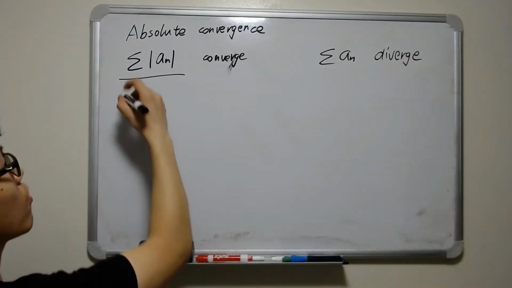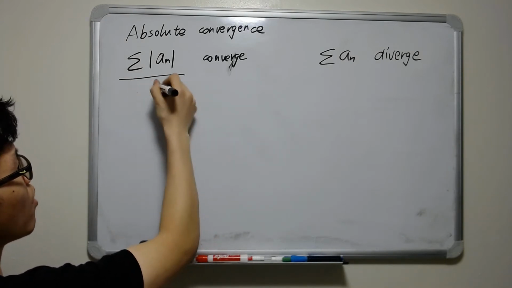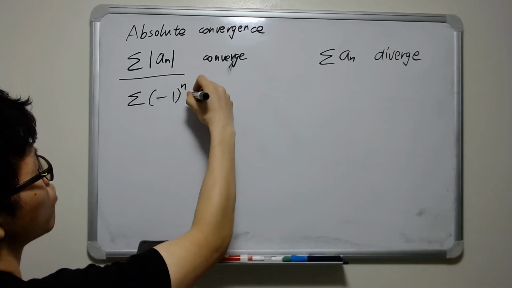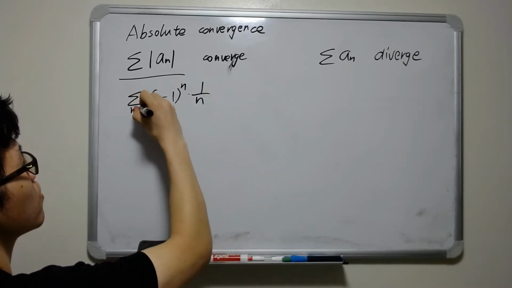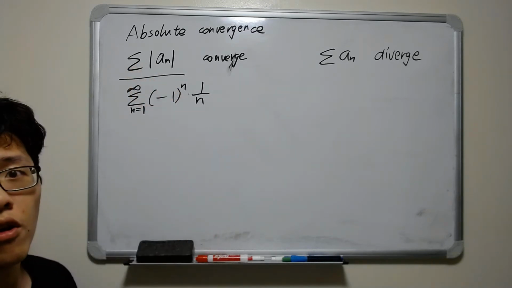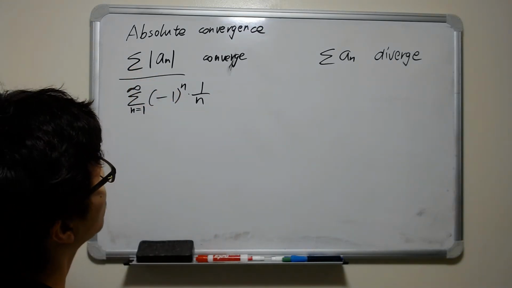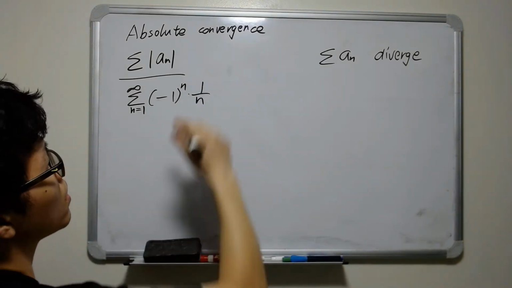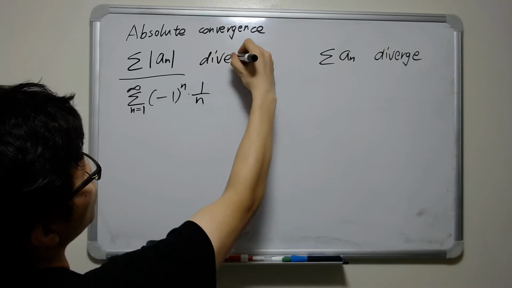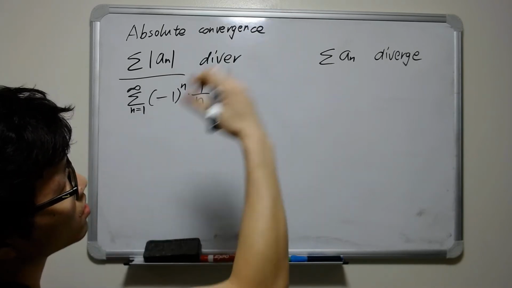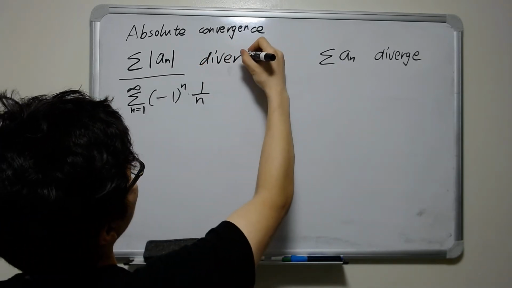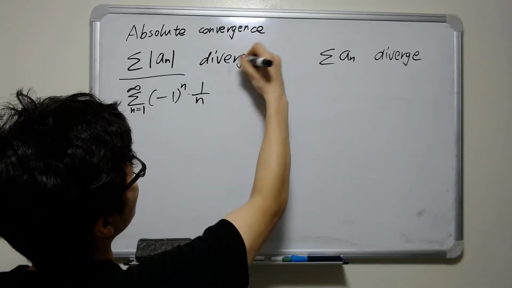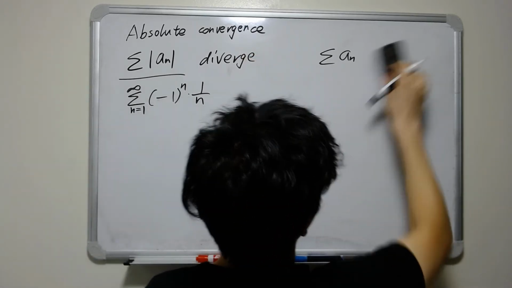Yes. So for example, we can write down this alternating series, like the sum of (-1) to the n times 1 over n, from 1 to infinity. No, I think it should be: not absolutely convergent, but convergent. This one is not absolutely convergent, but this one converges.